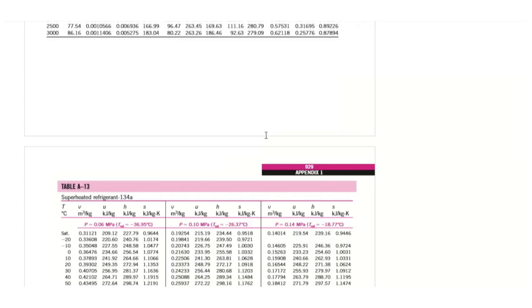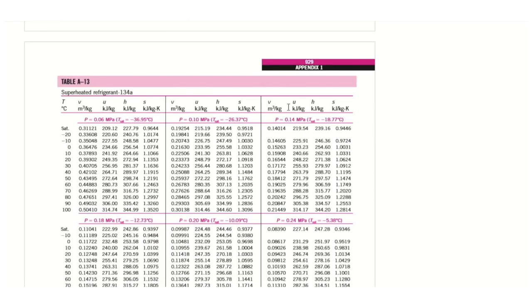The same, right? Okay. Now we want the value of H. So our problem is at negative 10 degrees. So meaning our H1 is 246.36 and our S1 is 0.9724.